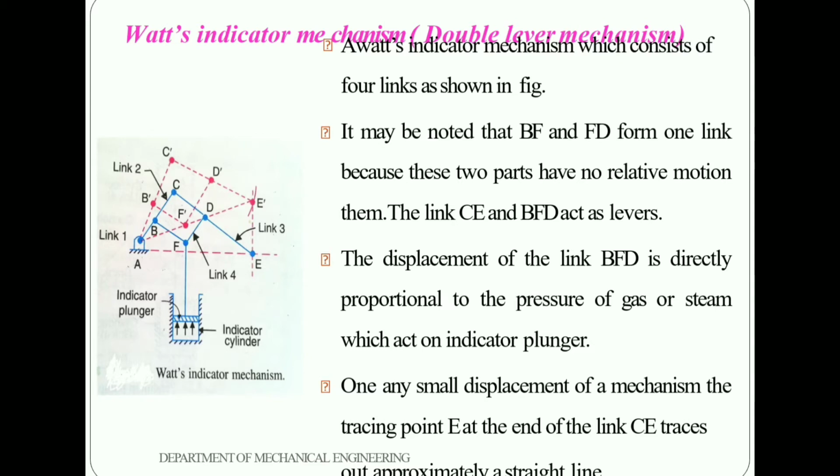It may be noted that the point P traces approximately a straight line motion corresponding to the motion of E. For this reason, this mechanism is also known as a straight line generator mechanism. It may be noted that for any small displacement of the mechanism, the tracing point E at the end of the crank link CE traces a straight line.